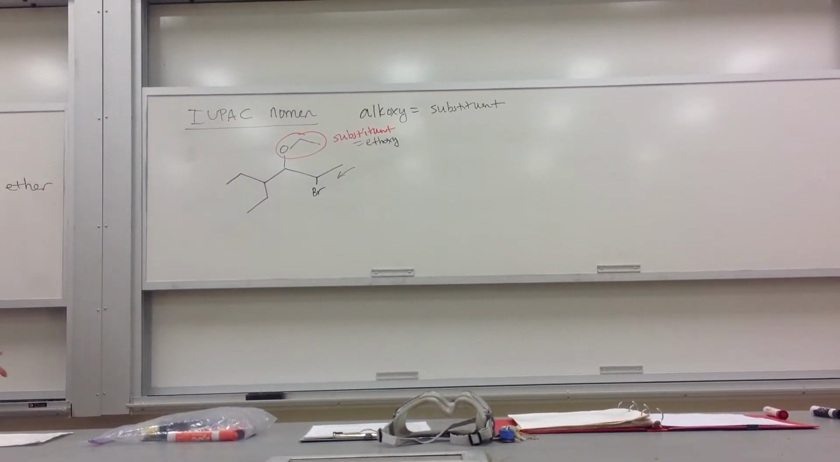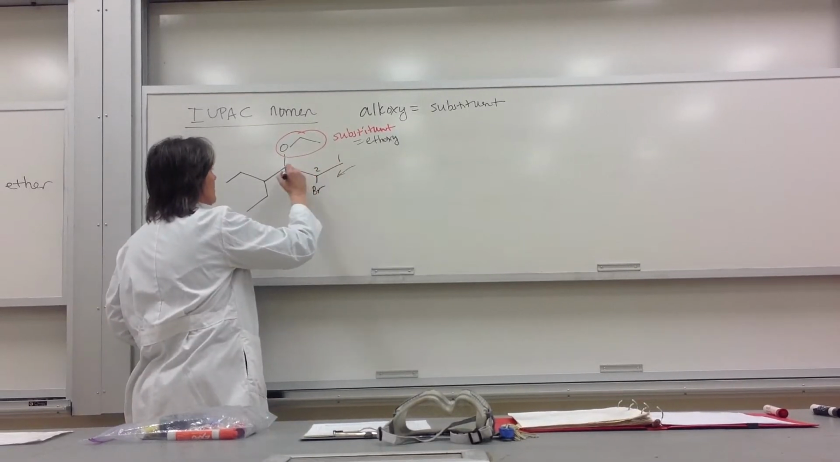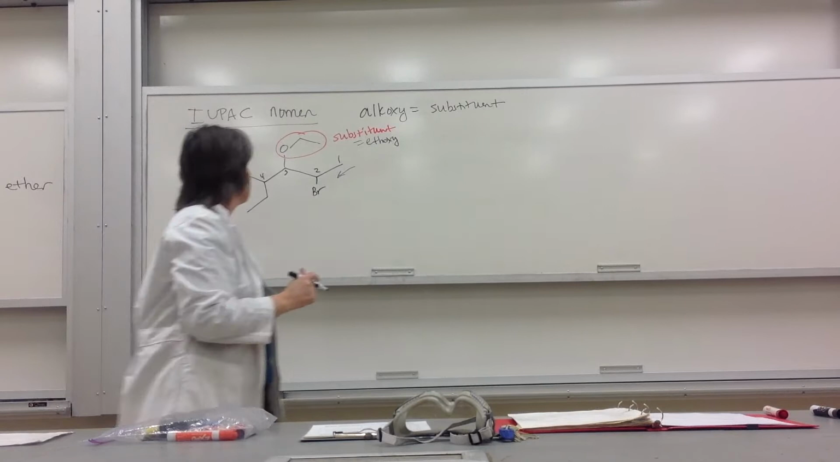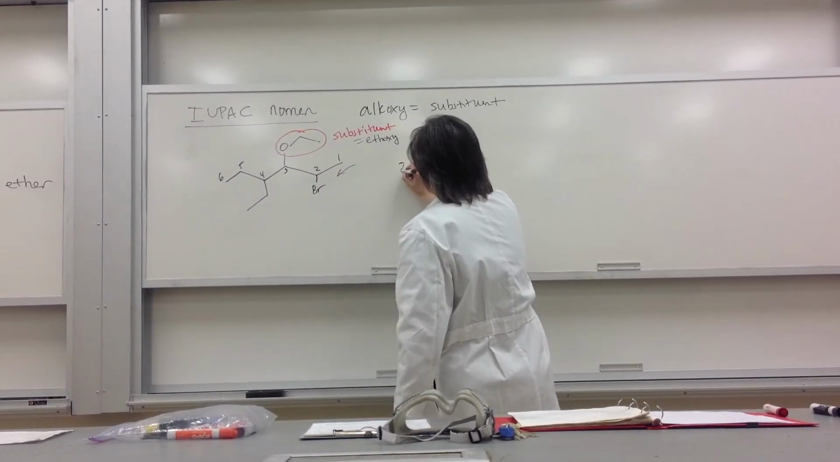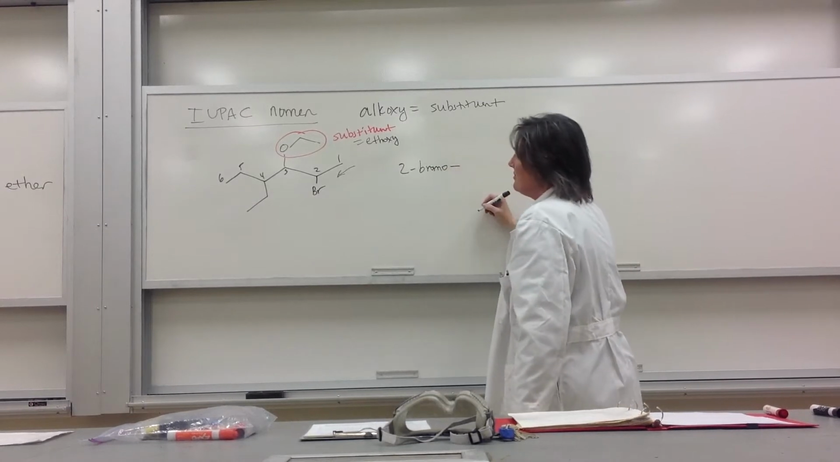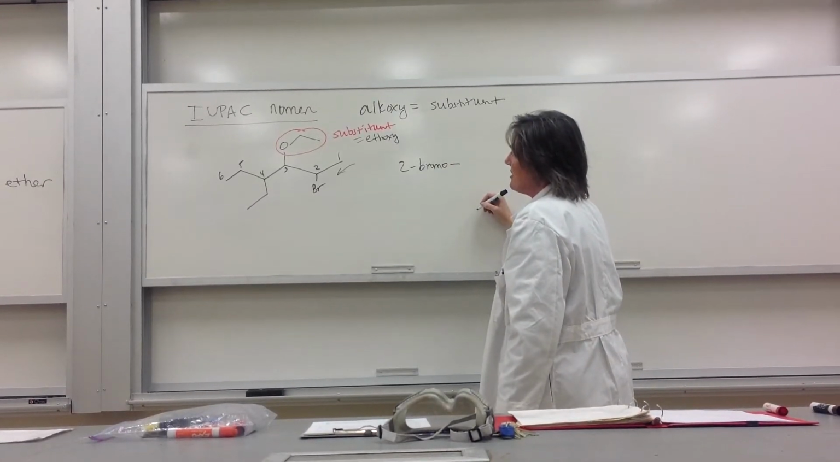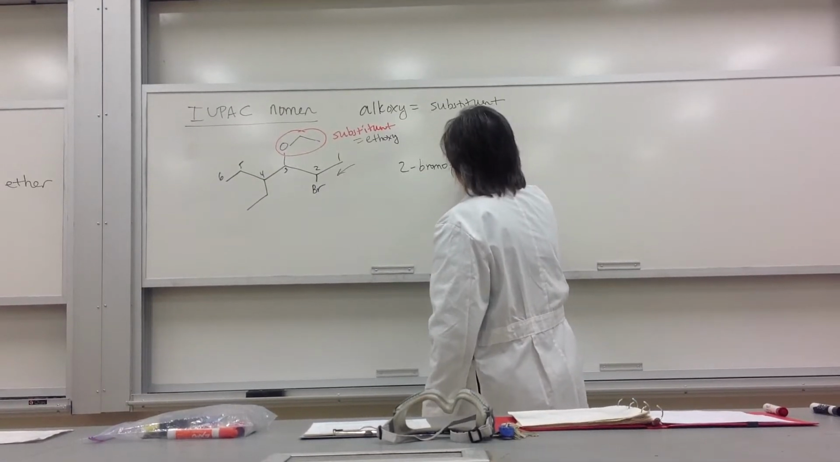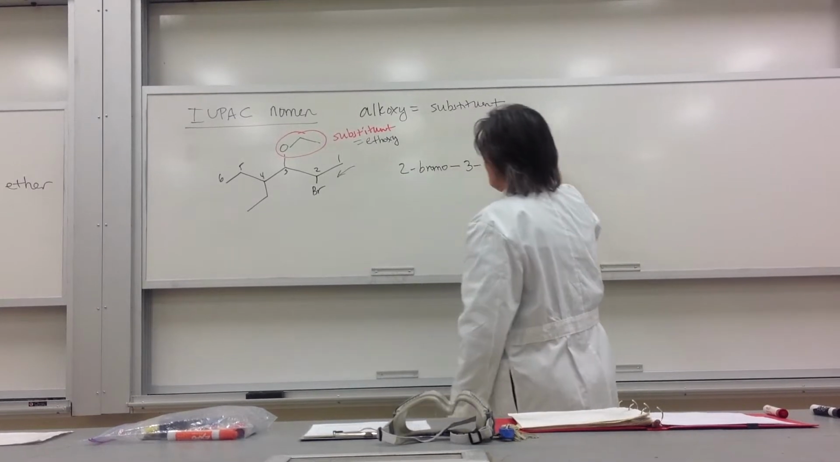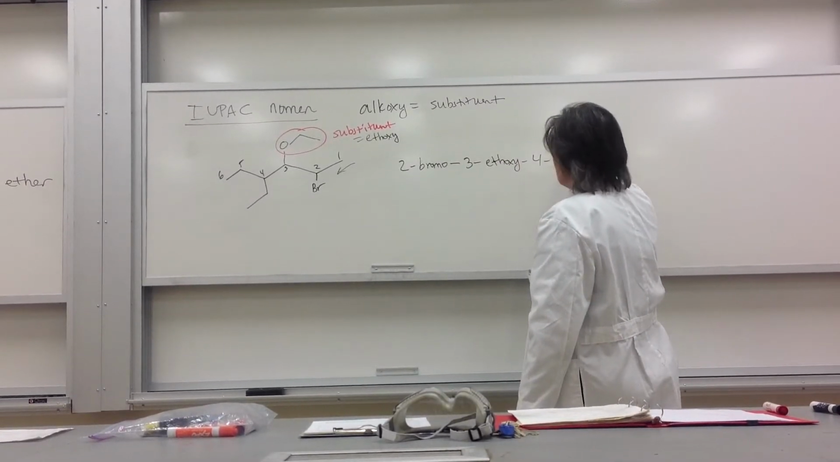Okay? So, number it. 1, 2, 5, 6. All right. So this would be 2 bromo. And then we have ethyl at number 4 and ethoxy. Which wins? Ethoxy. Good. So 3 ethoxy, 4 ethyl, hexane.